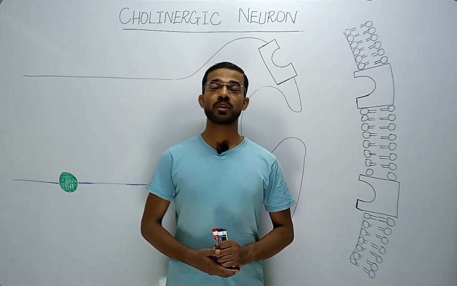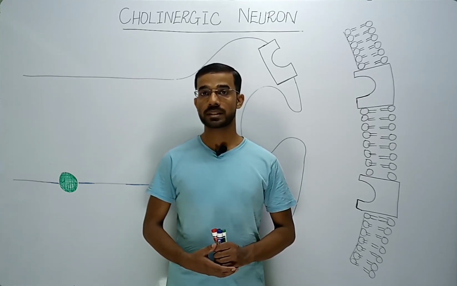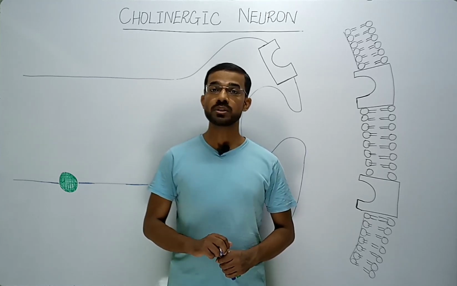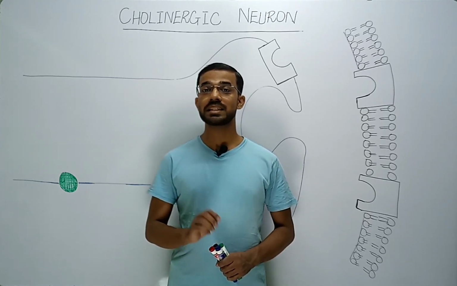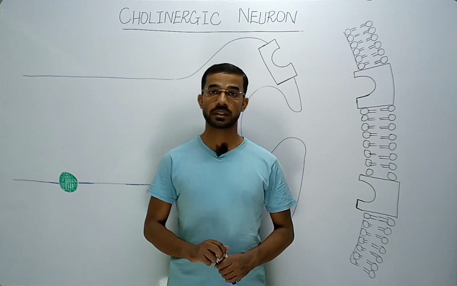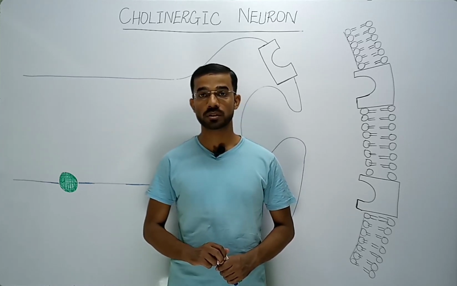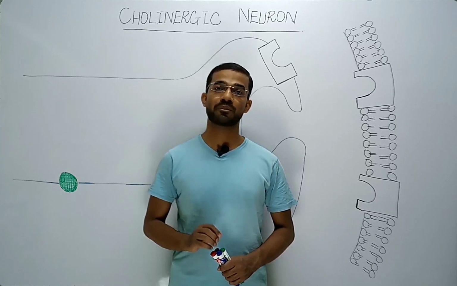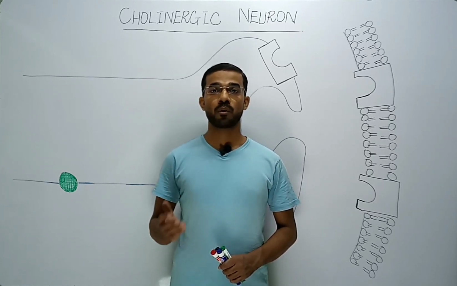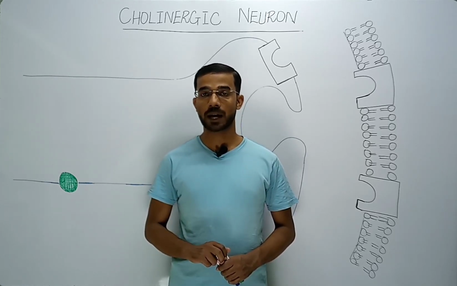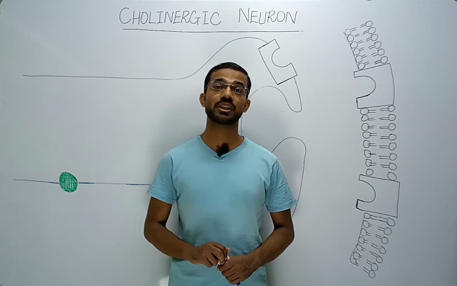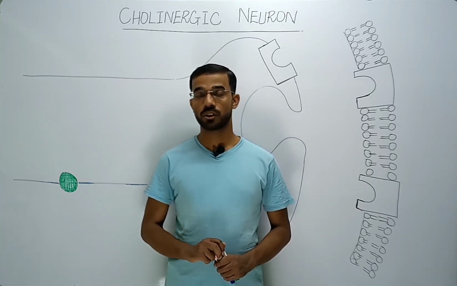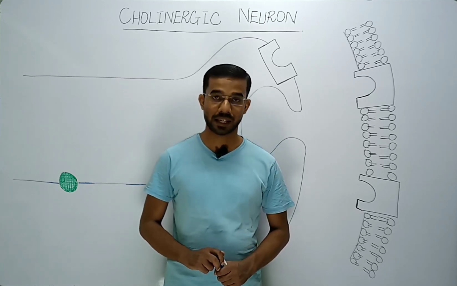So basically, we categorize the neurons on the basis of the neurotransmitter. Those neurons that secrete the acetylcholine neurotransmitter are called cholinergic neurons, and those neurons that secrete the norepinephrine neurotransmitter, we have categorized into the adrenergic neurons. So we will see how cholinergic neurons synthesize the acetylcholine.